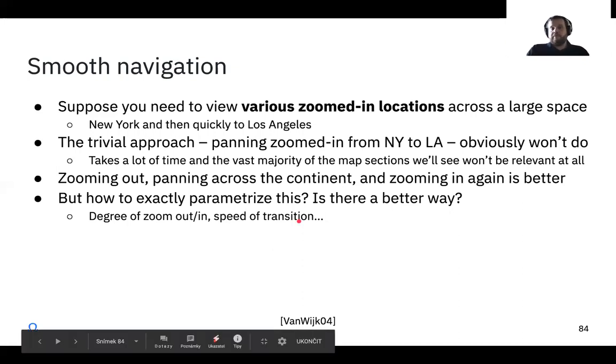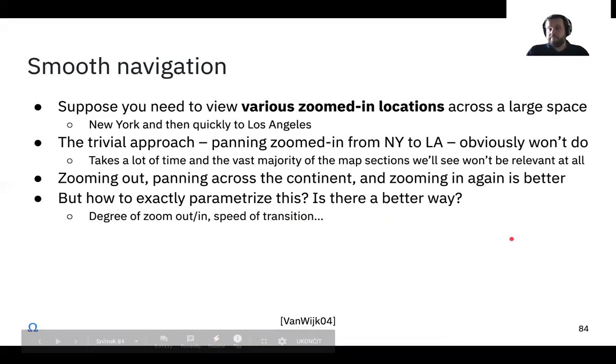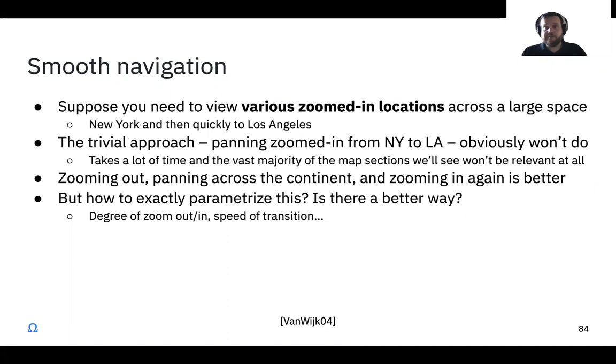So what we can do, we can zoom out, we can pan across the continent and zoom in again. That's better, of course. But how do we actually parameterize this exactly? Or is there a better way to do this so that we're not jumping across the map? So can we do this better? The answer is yes, we can, and we're going to go over an overview of how we can navigate across the data set in a possibly better way.